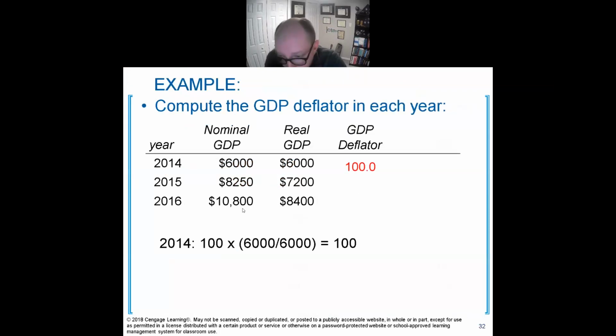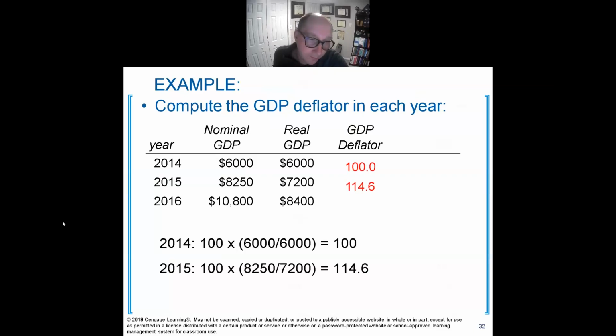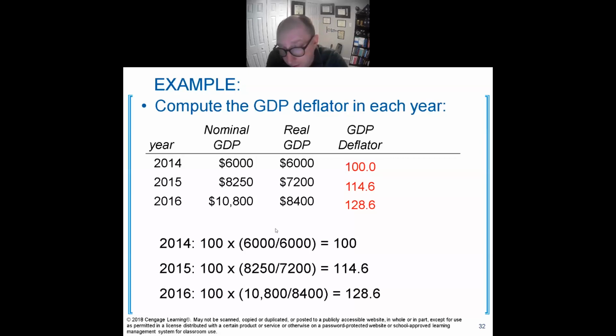For the base year, using our example, of course, the GDP deflator is going to be 100% because we're taking the base over the nominal. So, yeah, it's going to be 100%, obviously. If we do this for 2015, nominal divided by real times 100 gives us 114%. For 2016, we're at 128%.